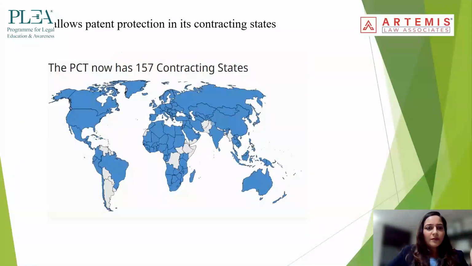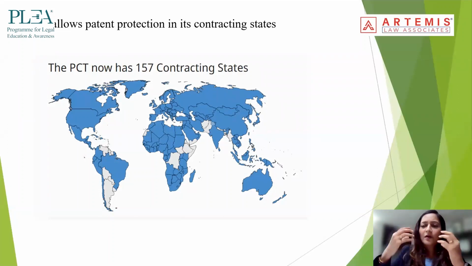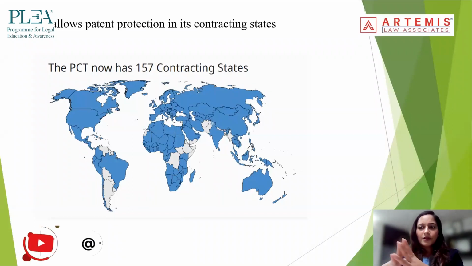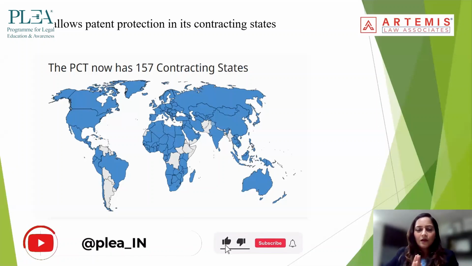So PCT allows the patent protection in its contracting states. PCT now has 157 contracting states. Just like Madrid, PCT is basically a community in which the countries enroll, and those countries follow a particular protocol that we will examine the application in a certain manner within a certain timeline and all of that.